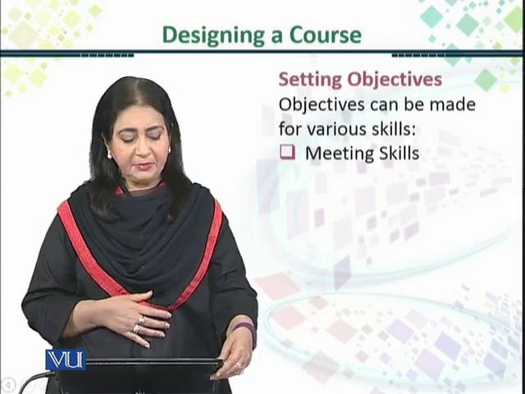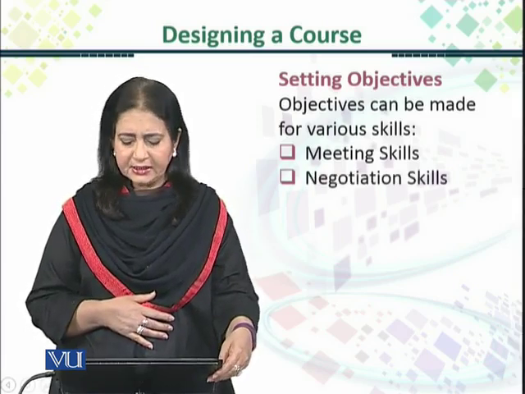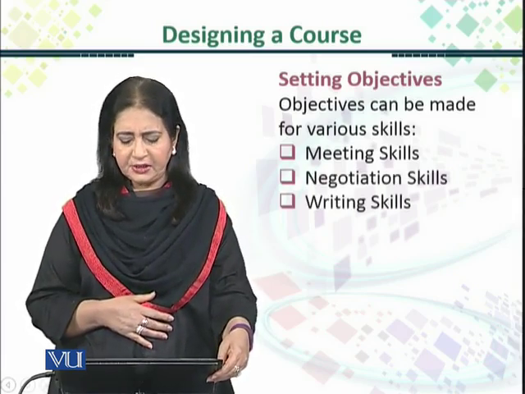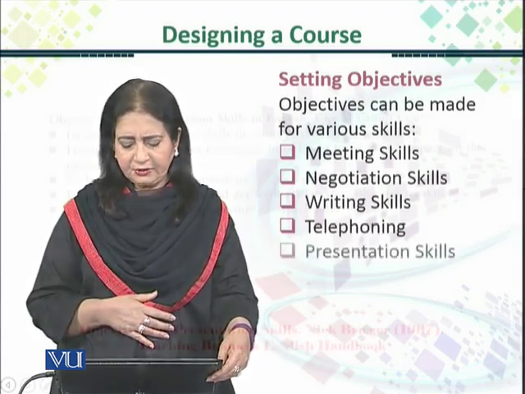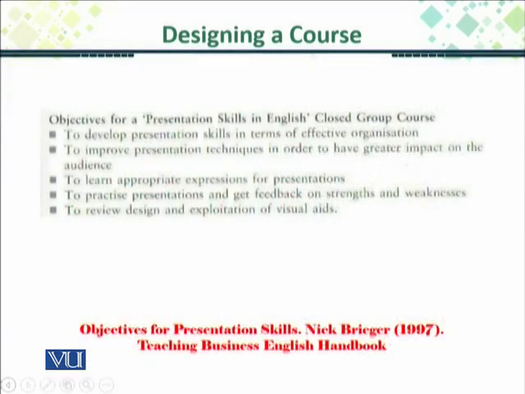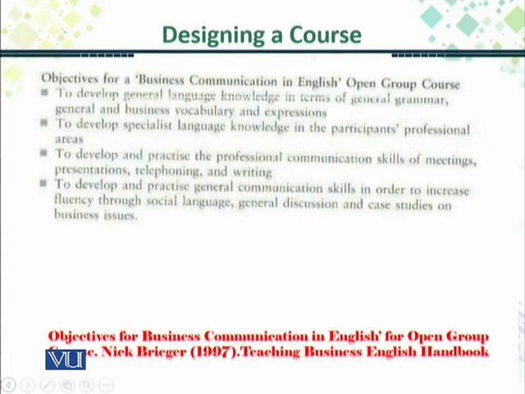For example, they can be made for meeting skills, for teaching negotiation skills, for writing skills, for telephoning, and for presentation skills. You can see here that these are the objectives which have been made for presentation skills in English for a closed group course. And these objectives are for a business communication in English for an open group course.